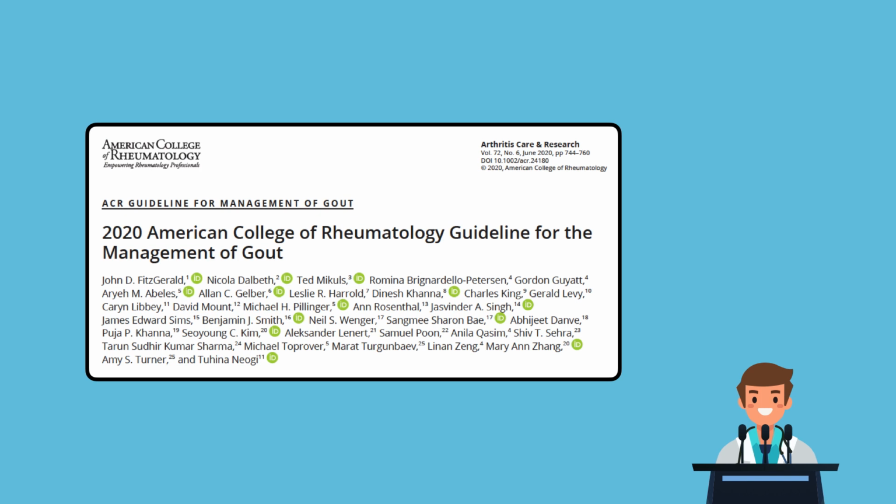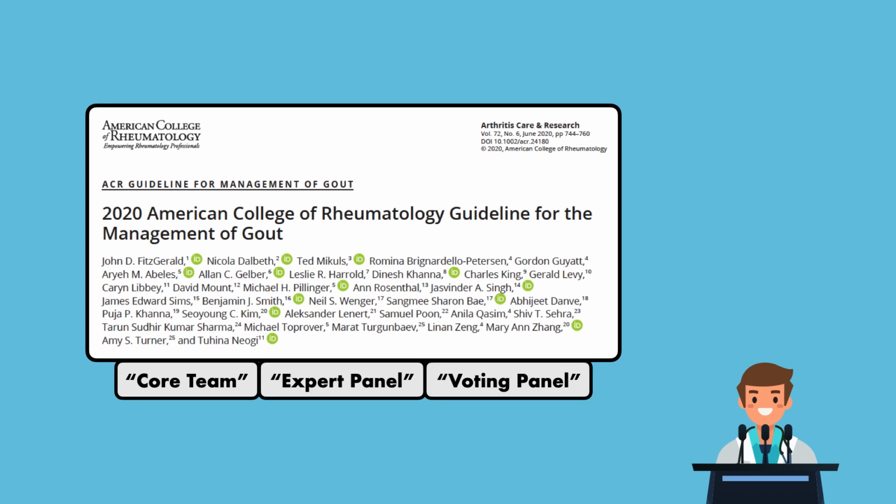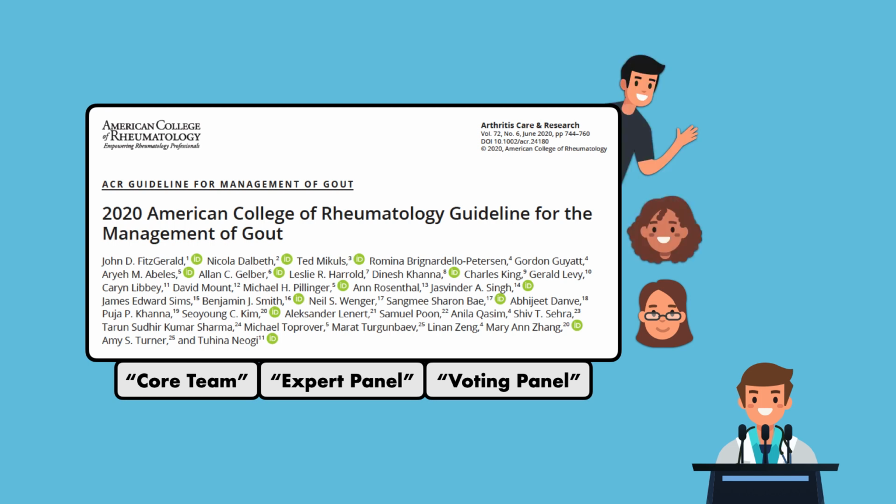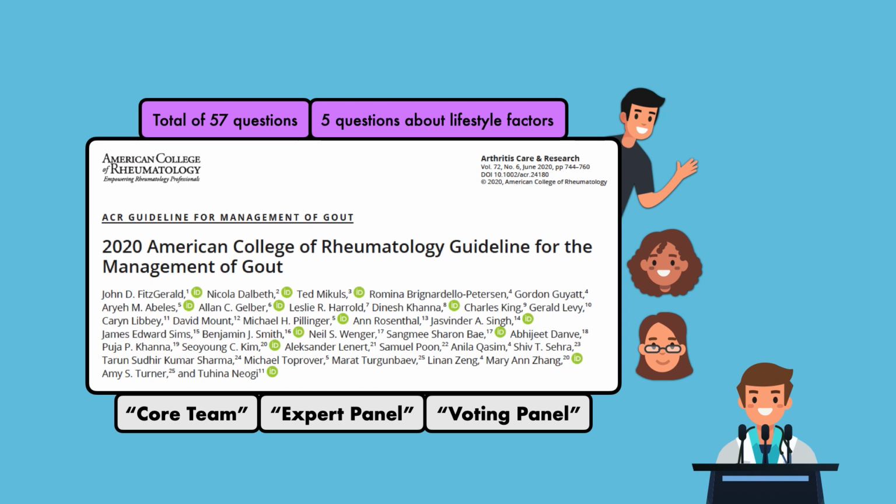The information in this section will come primarily from the 2020 American College of Rheumatology Guideline for the Management of Gout. Recommendations in this paper were produced by a core team, an expert panel, and a voting panel that consisted of rheumatologists, other clinicians, and a patient representative. They set out to answer 57 questions on the topic. 5 of them were about lifestyle factors. The remainder were about medications.